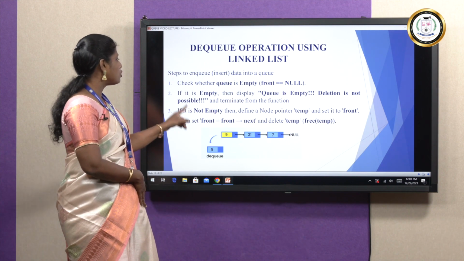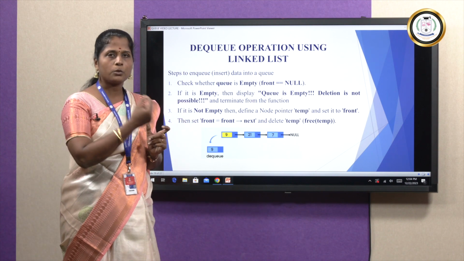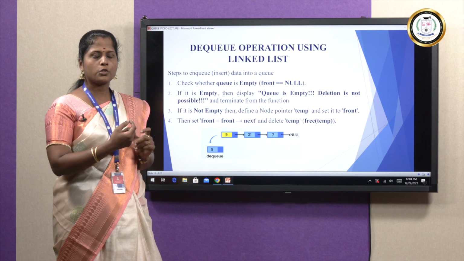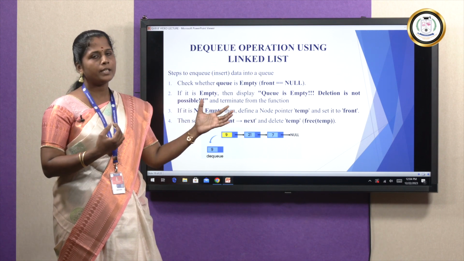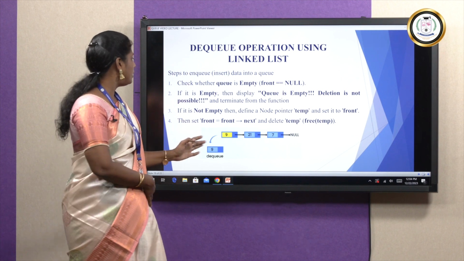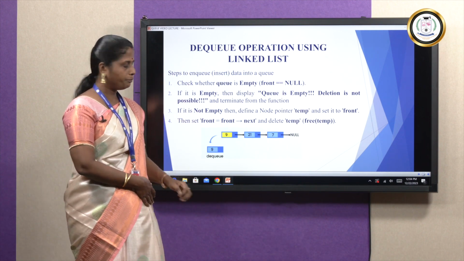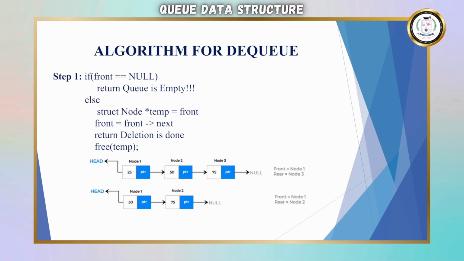And if the queue is not empty, in that scenario, we will be changing our front position. We won't disturb our rear part; we will increment our front position to the next node, and we will free the existing front value. So this is the algorithm for dequeuing an element in a queue using a linked list.